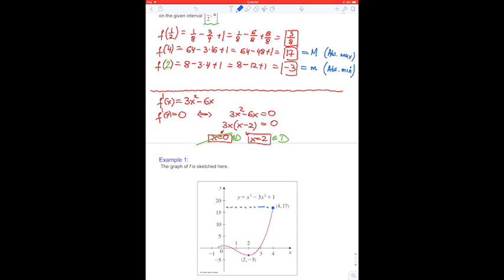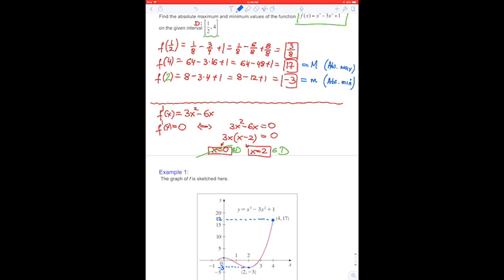The level is 17, and the lowest point happened at a critical point, we can see at 2, it's negative 3. And 0, we're not taking 0. 0 will not even be the highest or the lowest point. However, we're not including 0 because our interval was from 1/2, which is somewhere here, to 4.